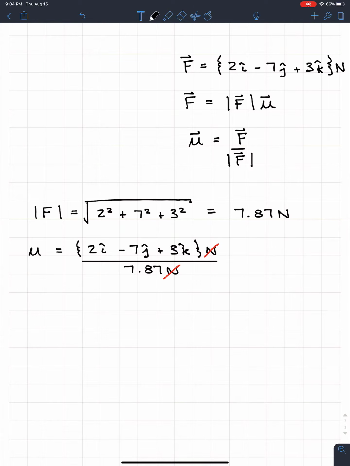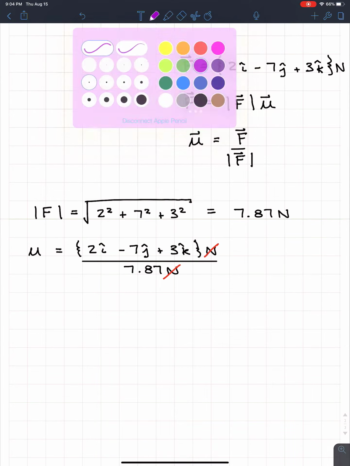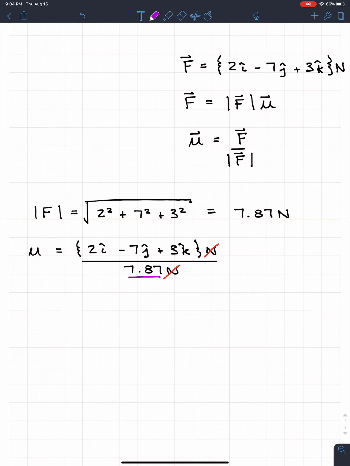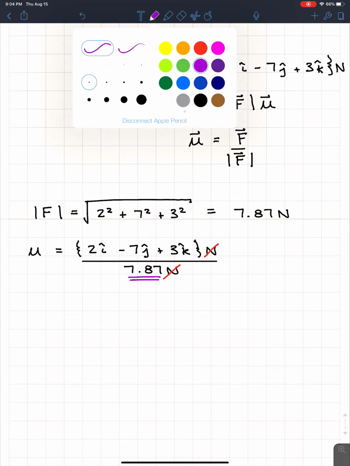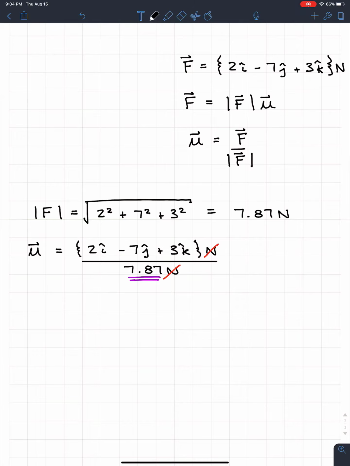What exactly do I do to divide it? Well, all you do is you take the number on the bottom, and we divide each term of that vector by that number. So in the end, we'll still have a vector because it's just each term.